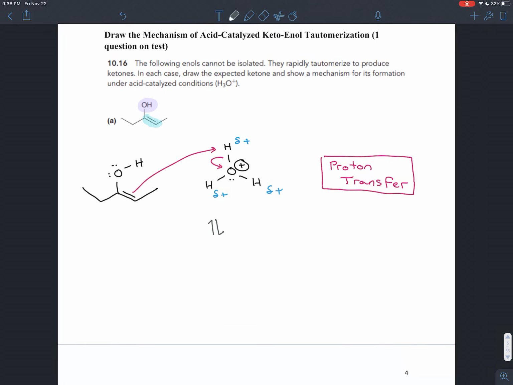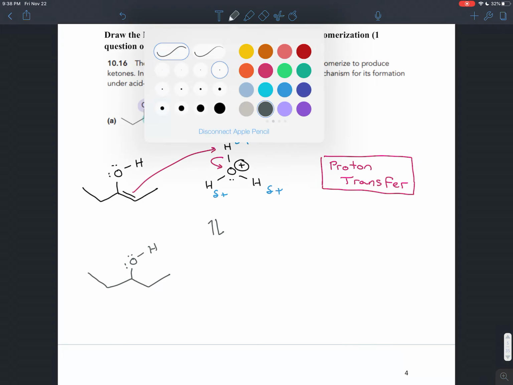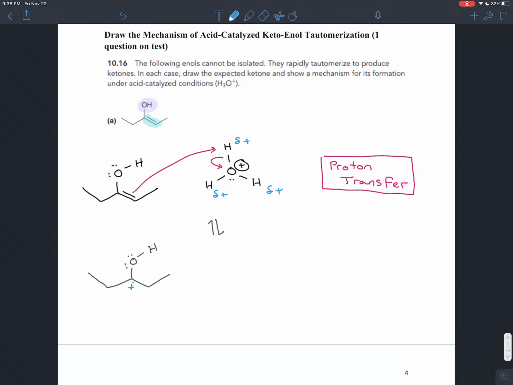Once you have that, you will have this intermediate. If you think about where the hydrogen would add, because these electrons are on two different carbons, this carbon on the left and this carbon on the right, where does this hydrogen ultimately go? It goes to the less substituted carbon, so that you can form the more stable, more substituted carbocation.